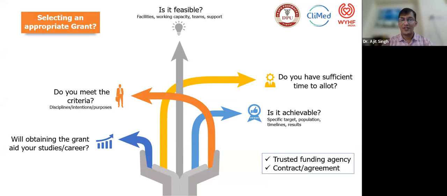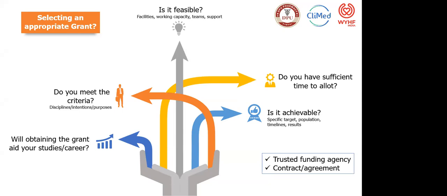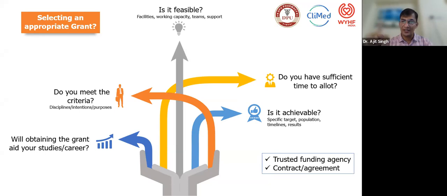Understand? So always meet the criteria perfectly. Before going ahead, you should meet those criteria perfectly. And if you think, okay, it will aid your career or studies, tick. If it is meeting your criteria, tick, done. Okay, it is meeting my criteria, done. So these things are done from my side.